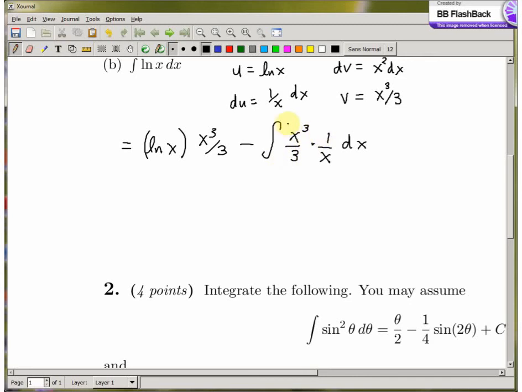Okay, so you have an x cubed here and you're dividing by x. So this integral becomes x squared over 3 dx, after you cancel those x's, and I think you can probably do that in your head, right? That's just 1/3 x cubed over 3.